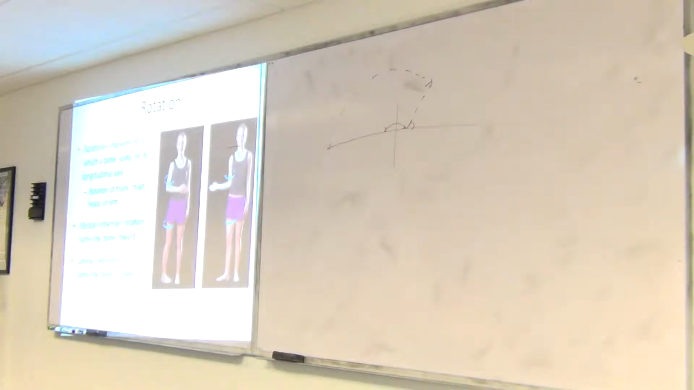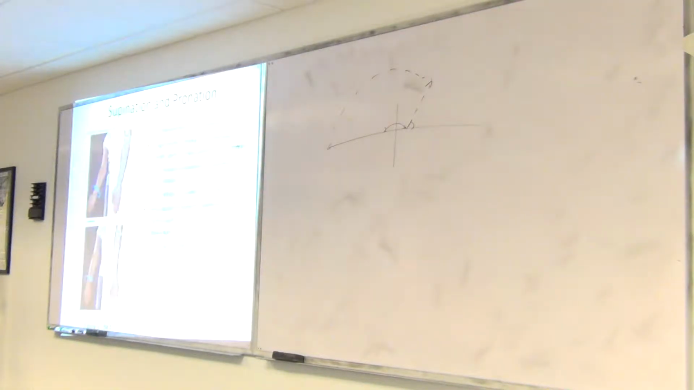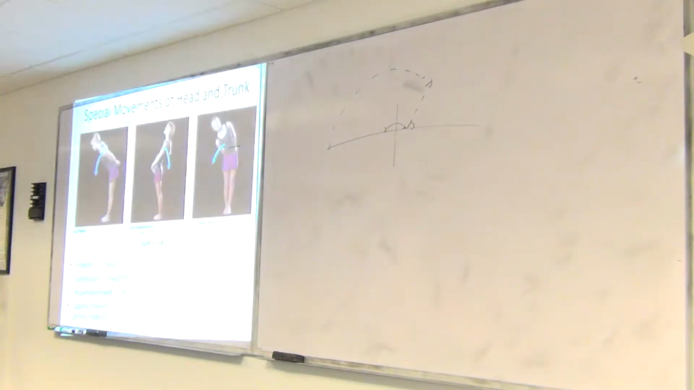Now I'm just going to tell you something, guys. A lot of this you have to practice to actually get the image of it. Sometimes a cadaver can help you to see what is rotating, what is adducting, what is abducting. Supination and pronation. Supination is the anatomical position. Pronation is bringing it on top.